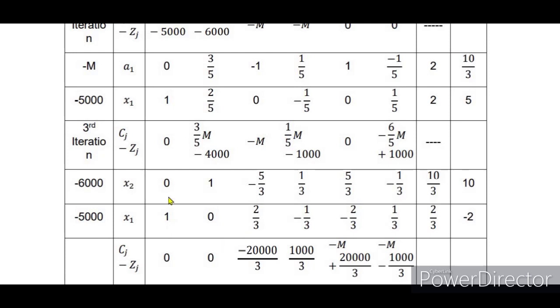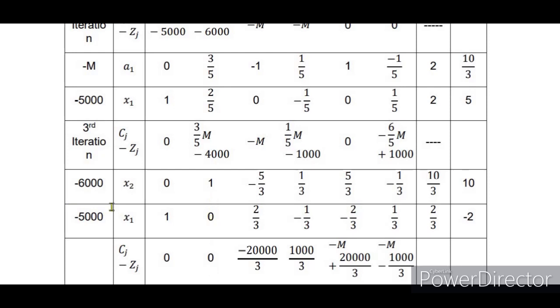Okay, next column under x sub 2. So negative 6,000 times 1 is equal to negative 6,000. Next, negative 5,000 times 0 is 0. So negative 6,000 plus 0 is negative 6,000. So the numerical value associated with x sub 2 here is negative 6,000. Okay, so negative 6,000 minus negative 6,000 will be 0.